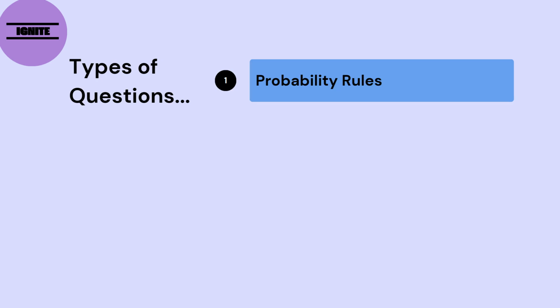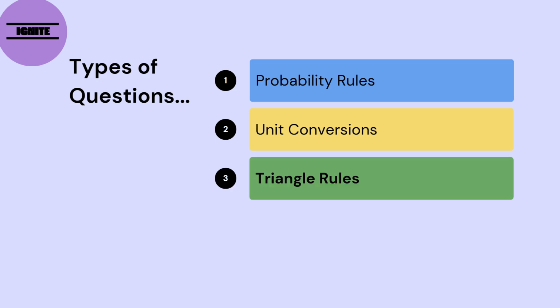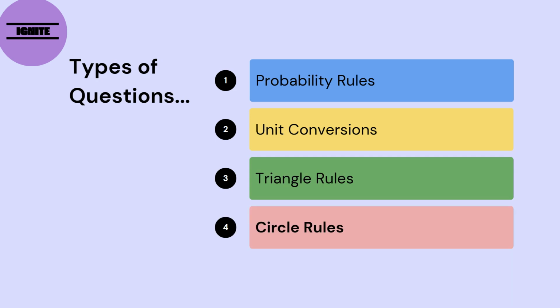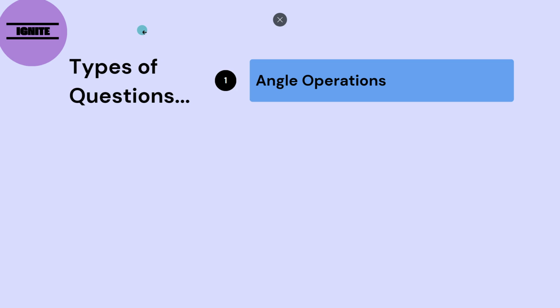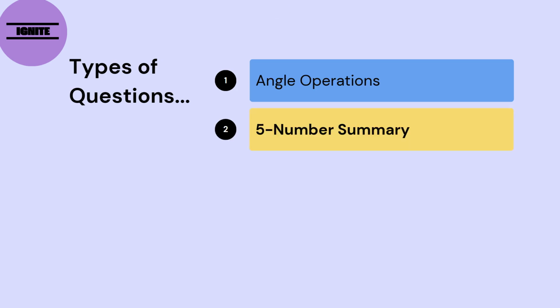The first kind of questions we'll see are the probability rules questions. We're also going to see a lot of unit conversions. There's going to be triangle rules questions. There's also going to be circle rules questions. On top of that, there's going to be angle operations. And finally, there's going to be 5 number summary questions. Now, all of these question categories can be put into either statistics or geometry.